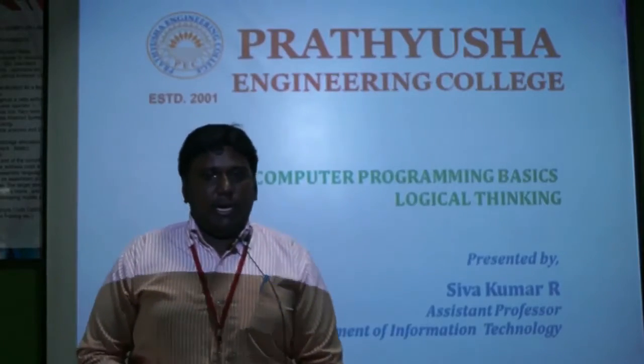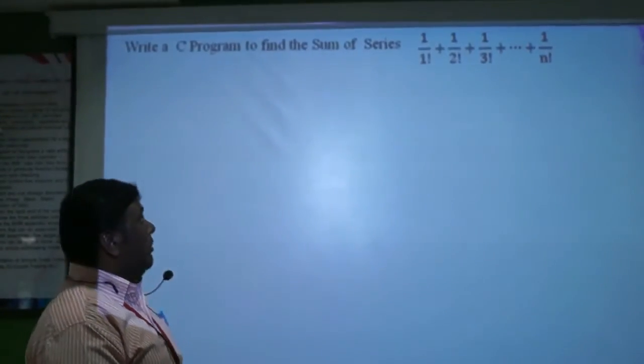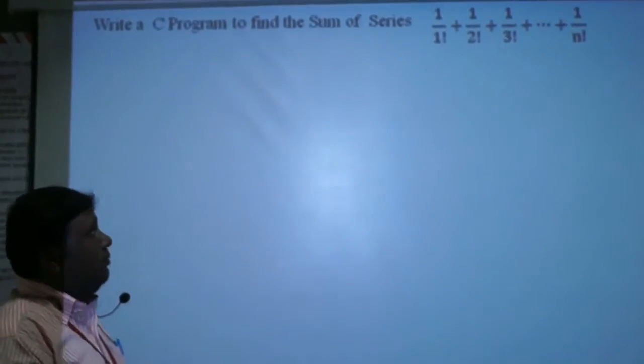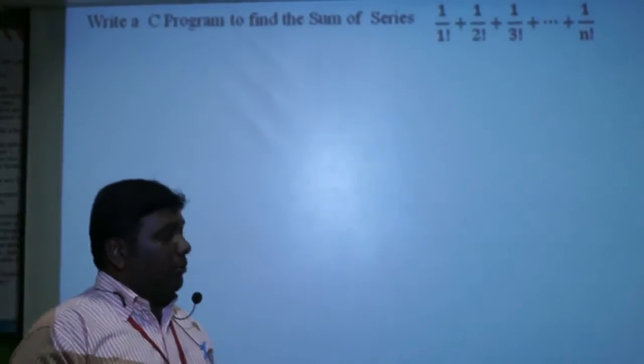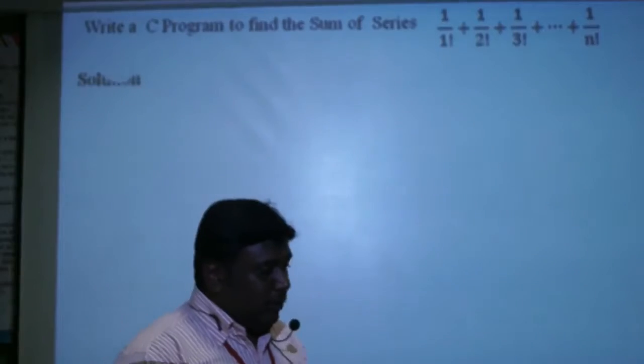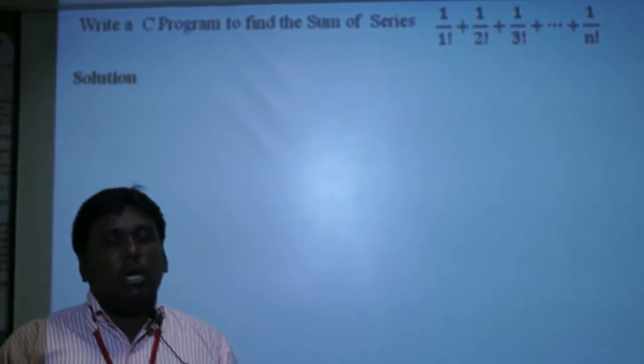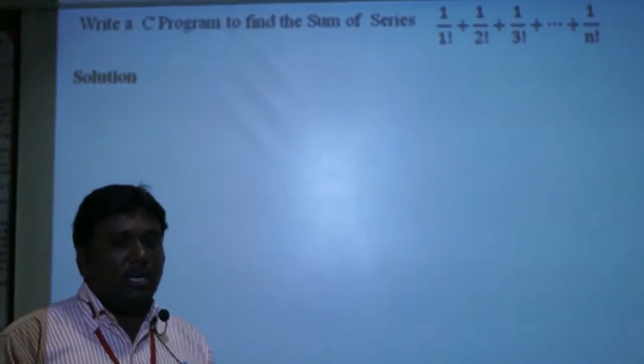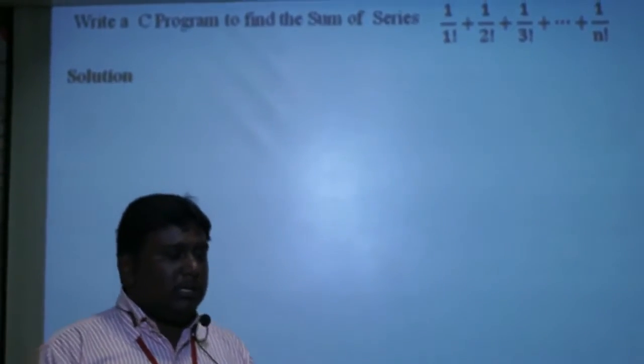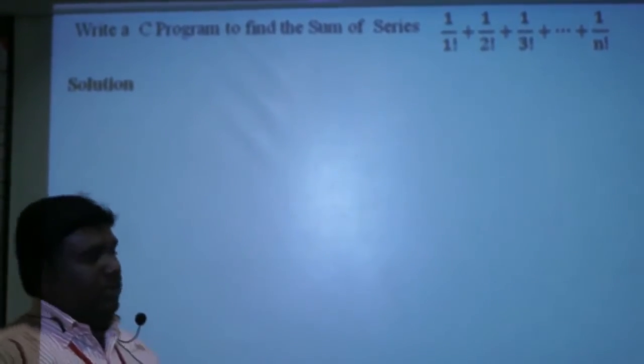For that I am going to take an example called sum of series. The series is 1 by 1 factorial plus 1 by 2 factorial plus 1 by 3 factorial, up to 1 by n factorial. If a student sees this series, what happens? He feels difficulty in writing a program. Now let us see how we can write a program for this.